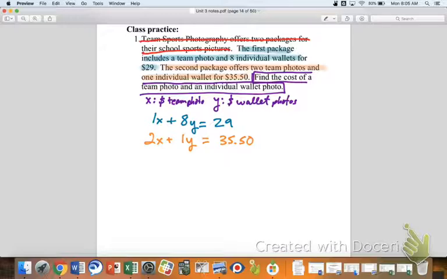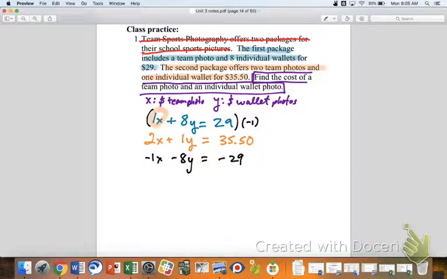Here are my thoughts. I do not see a pattern of opposites, but I do see a really easy way to get there. Does anybody have a suggestion on how I could get a pattern of opposites? Joe? Times -1 on either one of the equations. So, okay, if I multiply either one of them by -1, let's say this one here. Let's just picture this. Wouldn't that give me -1x? Right? Is that a pattern of opposites with the other x?